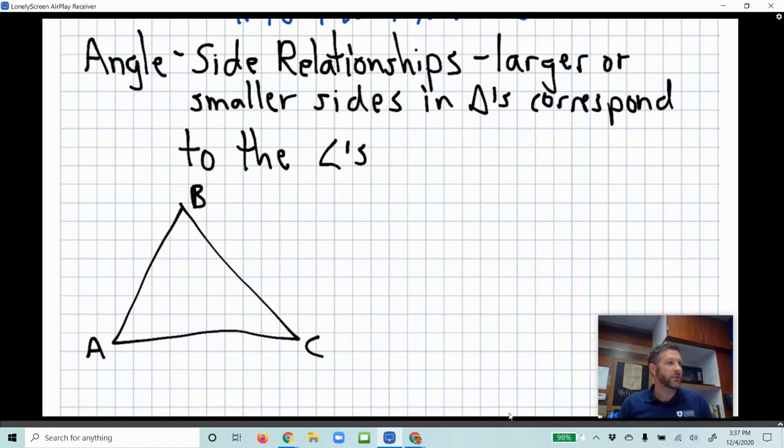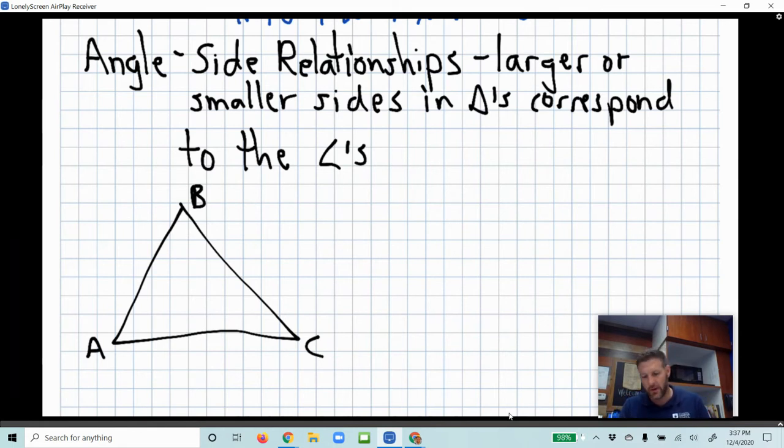Okay, so then the second definition is angle size relationships within triangles. What this basically is, very useful to know, is that the larger or smaller sides of a triangle correspond to the triangle's angles. In other words, the largest side of a triangle is always across from its largest angle. Its smallest side is always across from its smallest angle. And then, of course, the intermediate side is across from the intermediate angle.